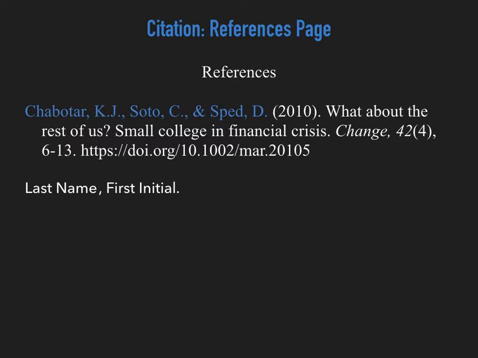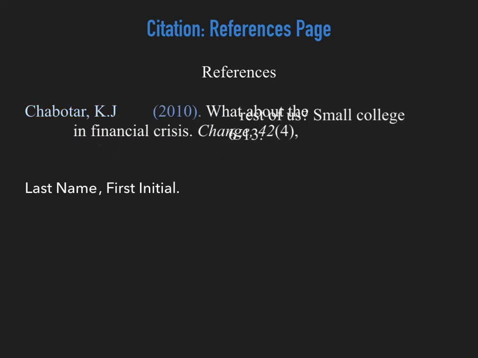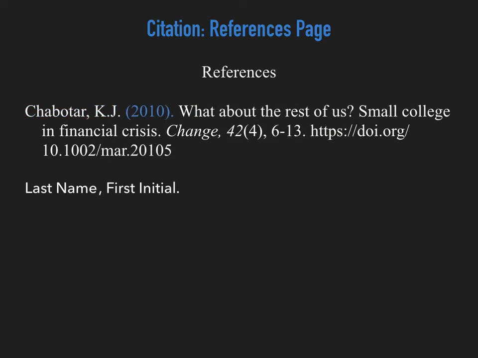Once we have provided all the author information, we then need to provide the year of publication. The year of publication should be in parentheses and should be followed with a period. The next piece of information to include is the article title.